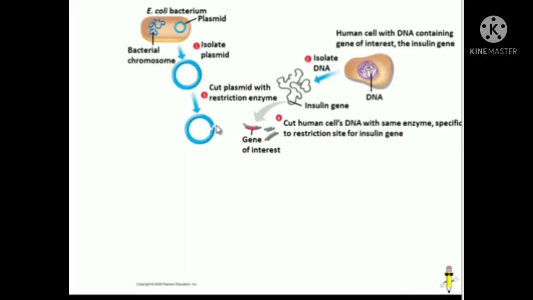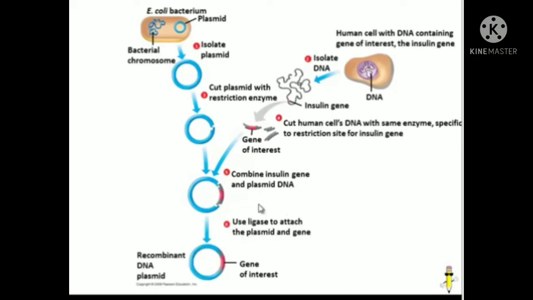So here the plasmid has been cut, and here the human DNA has been cut, and we're going to use a restriction enzyme that cuts at sites around the human insulin gene. So it's important to take the right restriction enzyme before your experiment. So now we have our human insulin gene and we've got our cut plasmid. Now we're going to combine those two together. Because of complementary base pairing and because of the sticky ends, they're going to naturally bond together.